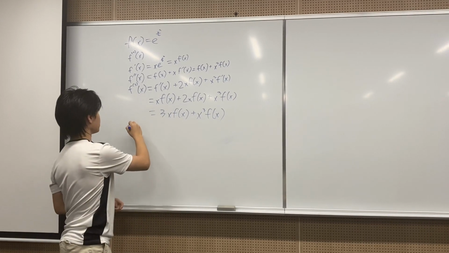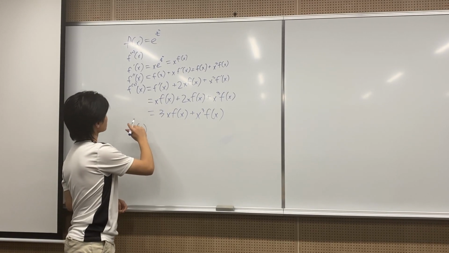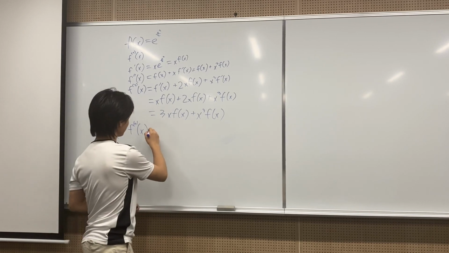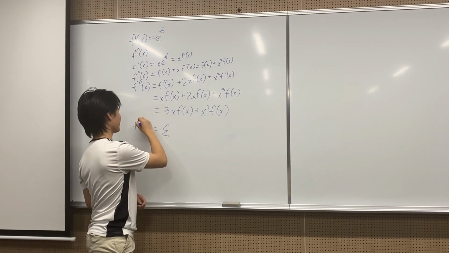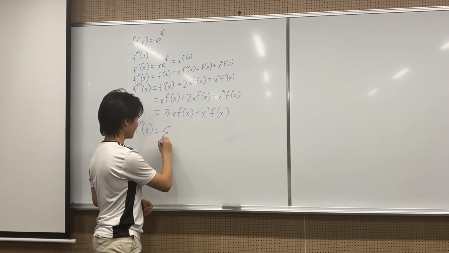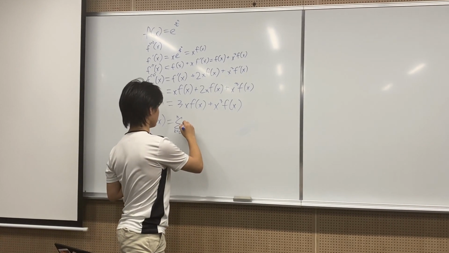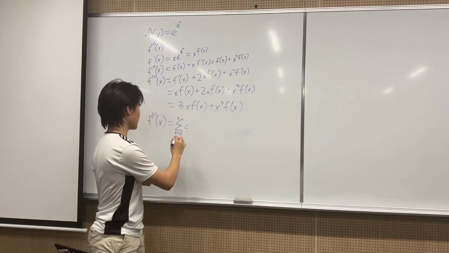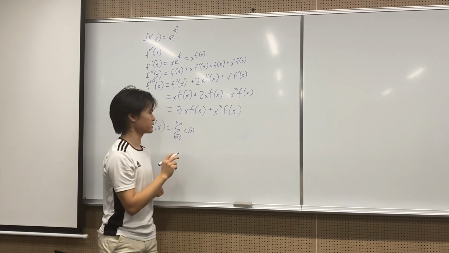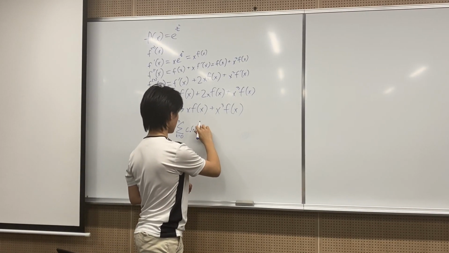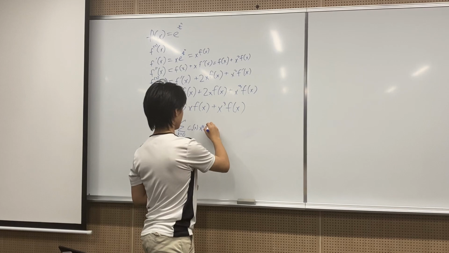And so I think it's pretty safe to say that f n of x can be written as a sum from k from 0 to n of some constant, let's denote that as c sub k of n, that'll make a bit more sense later, times x to the k f of x.